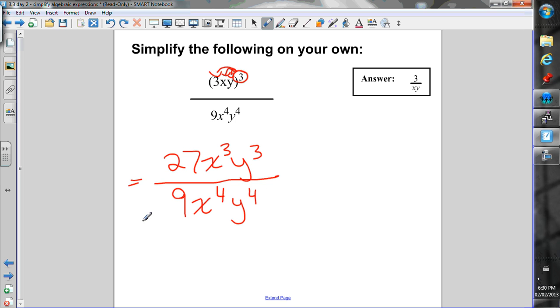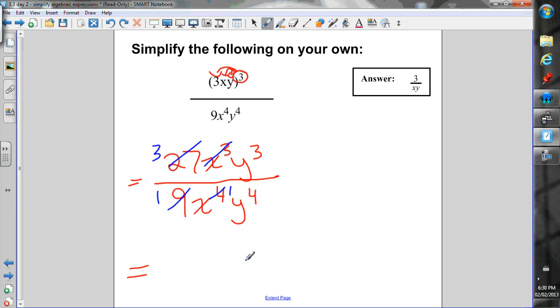So I'll go through the different ways that we could solve this one. I'll go through the canceling way, the first way. That's the way I like to do it. 27 over 9. 9 goes into 27 3 times, and 9 goes into 9 once. X cubed divided by x to the 4. So 3 pairs are going to cancel. So those 3 are gone. Take away 3 from that exponent, and I'm left with an x to the 1.